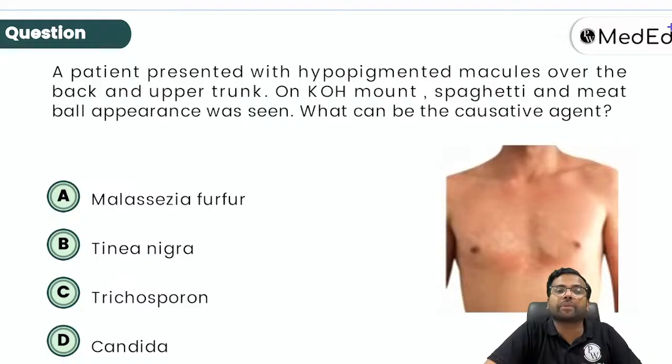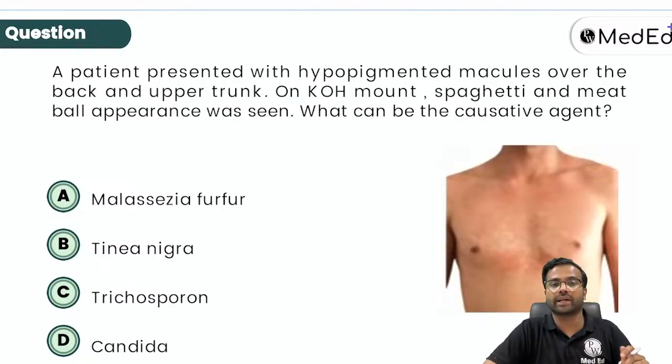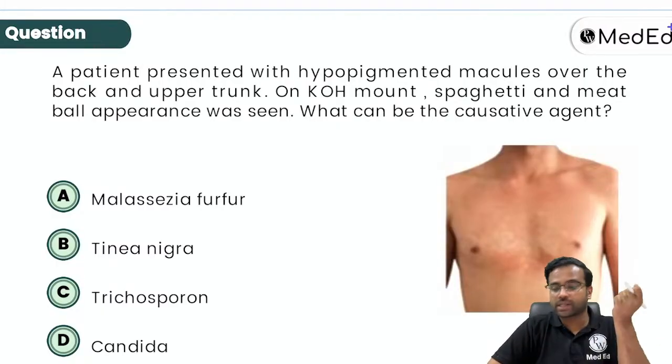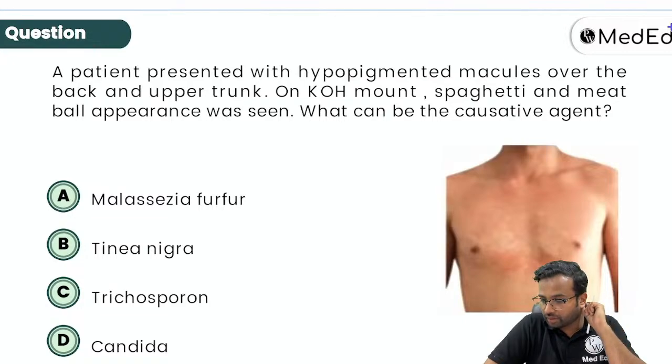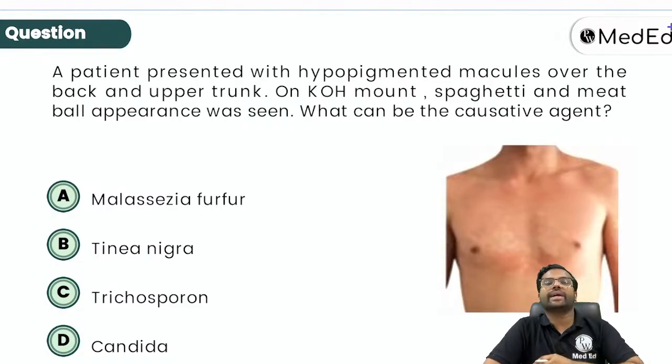A patient presented with hypopigmented macules over the back and the upper trunk. On KOH mount, spaghetti and meatball appearance was seen. What can be the causative agent? So a lot of you are answering it as A. Why A is the answer?